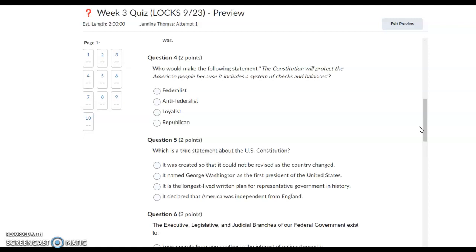Question 5. Which is a true statement about the U.S. Constitution? A, it was created so that it could not be revised as the country changed. B, it named George Washington as the first president of the United States. C, it is the longest-lived written plan for representative government in history. Or D, it declared that America was independent from England.